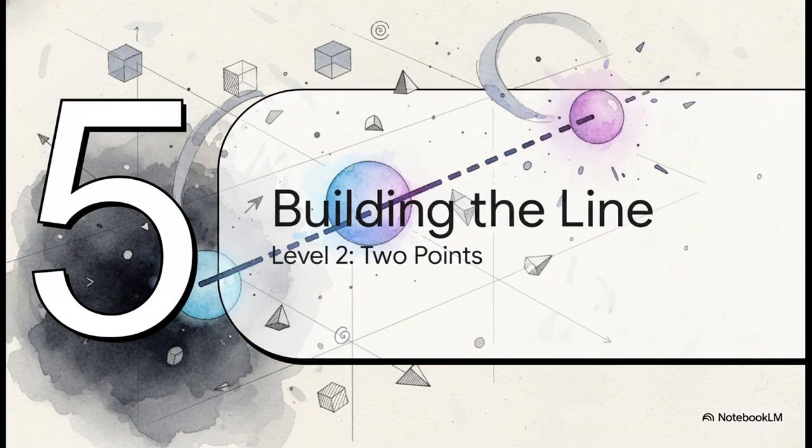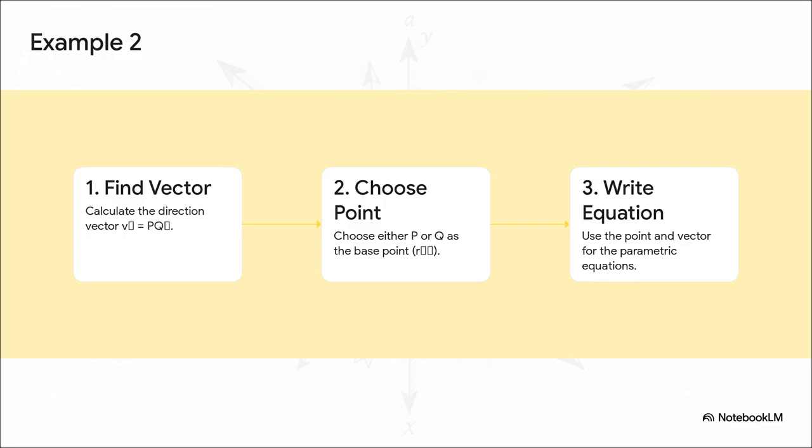Okay, time to level up a little bit. What if you're not just handed the direction vector? What if you're just given 2 points floating in space and you're told, hey, find the line that connects these two? So the process here is actually really simple. Before we can do anything, we need that direction vector. And how do we find the vector that points from P to Q? We just subtract the coordinates, final minus initial. Once you have that vector, guess what? You're right back to a level 1 problem. You've got a direction and you can just pick either P or Q as your starting point and you're good to go.